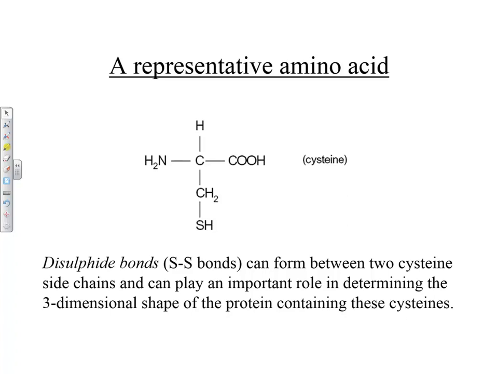Okay. So if you have something that has cysteine inside the cell and it's exported from the cell, outside the cell there isn't that much hydrogen. So you might have disulfide bonds that might actually cement the shape of that protein. Right. But again, this is something that we are going to encounter later on in the chapter on proteins.